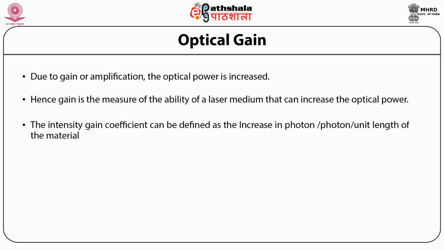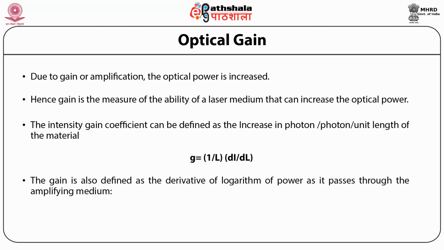The intensity gain coefficient can be defined as the increase in photons per unit length of the material, and in mathematical notation it can be written as G = (1/I) dI/dz. The gain is also defined as the derivative of the logarithm of power as it passes through the amplifying medium: G = d/dz of ln P = (dP/dz)/P.